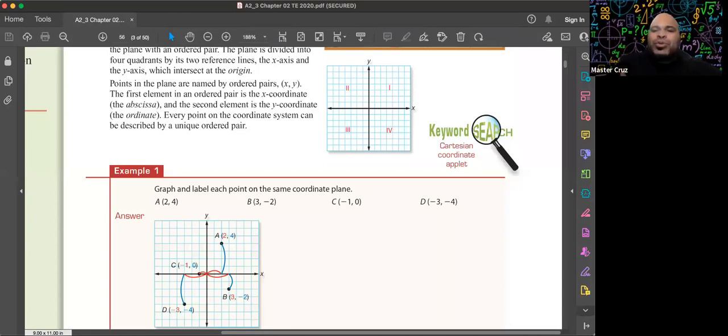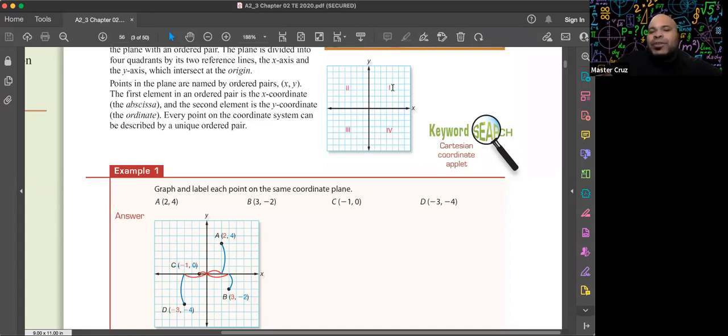I'm your boy, Master Cruz, and today we're going to talk about linear relations and functions. So here we go. The first thing that we want to make sure is that we're familiar with the Cartesian plane. The Cartesian plane is the coordinate plane where we plot some graphs, and we have four quadrants.